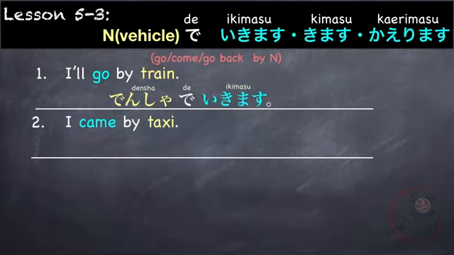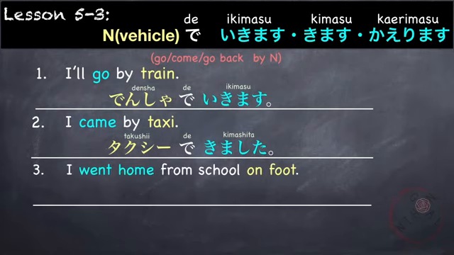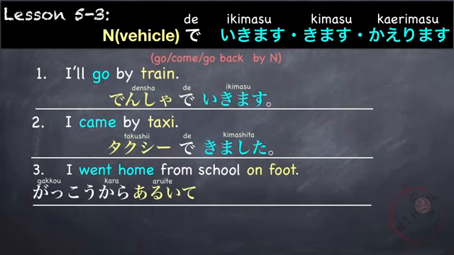Another example is using the past tense. I came by taxi. First, the vehicle is taxi, or in Japanese, takushi, followed by de, and then the verb came, kimashita. Takushi de kimashita. Next, I went home from school on foot, or I walked home from school. So first, let's say from school. Gakko kara. On foot is aruite. Notice that we didn't put de. On foot is aruite. Followed by went home, which is kaerimashita, the past form of kaerimasu.